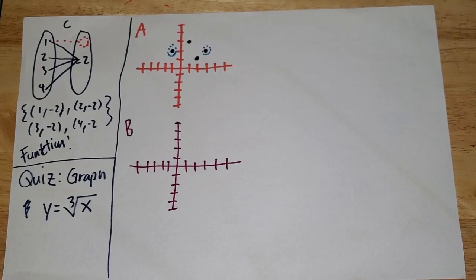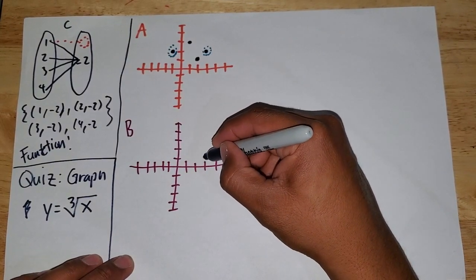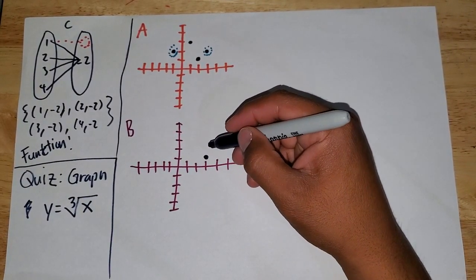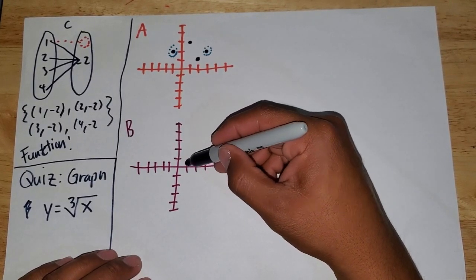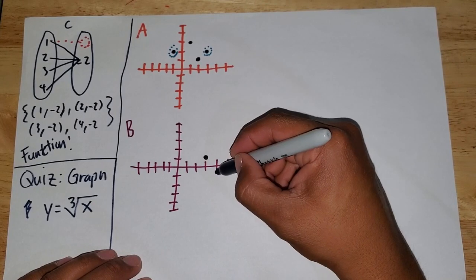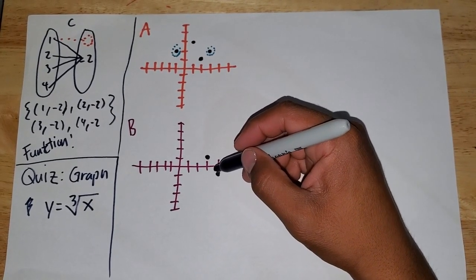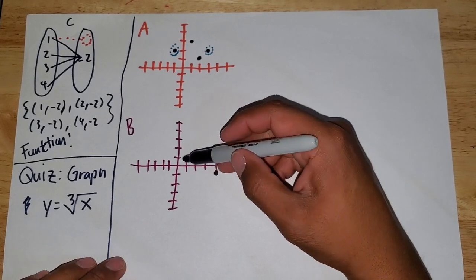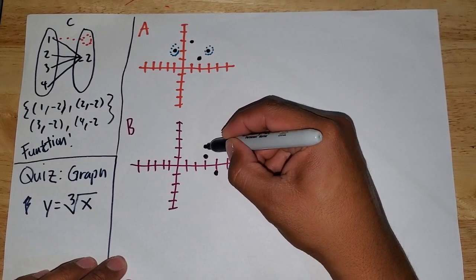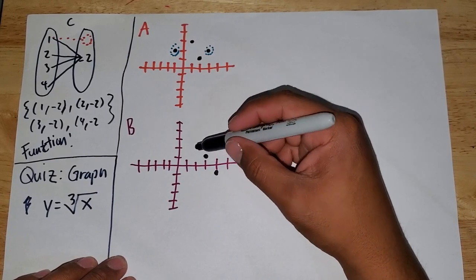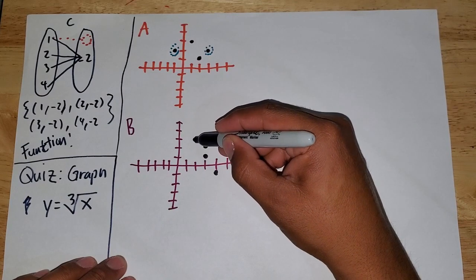So for the first one, we have (3, 1). So I'm going to move 3 to the right, up 1. There's a 1 there. I have (4, -1), so 1, 2, 3, 4, and then down 1. I have (-3, 2), so I'm going to move 3 to the left and up 2. And then I have (2, 3). So 1, 2 to the right and then up 1, 2, 3.